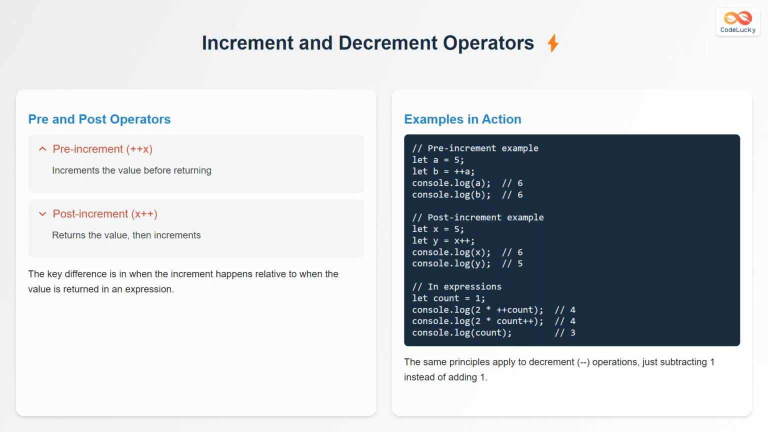In post-increment, we set x to 5 and then y to x++. Here the current value of x, which is 5, is assigned to y first, and then x is incremented to 6. This gives us x equal to 6 and y equal to 5.